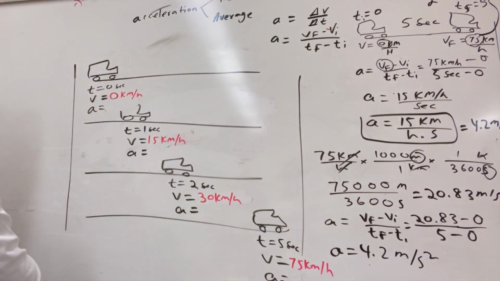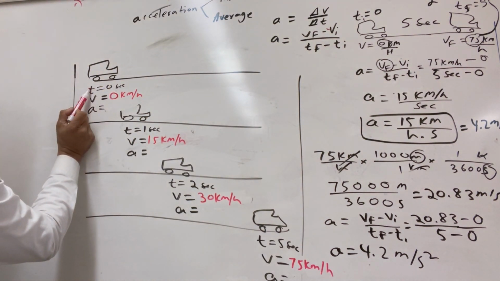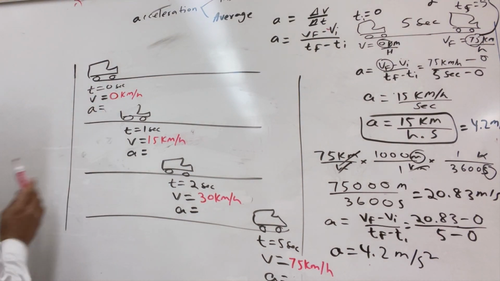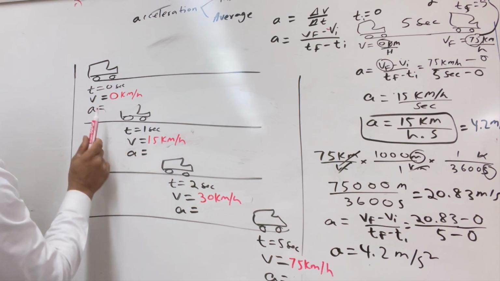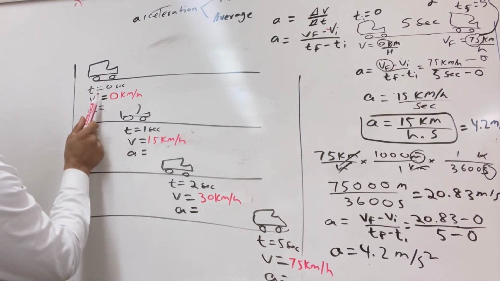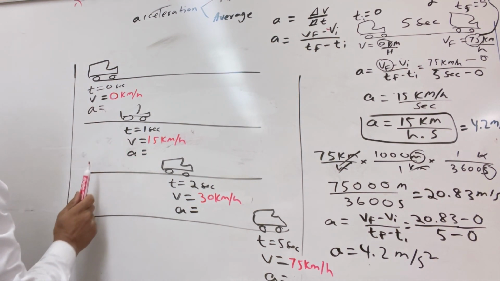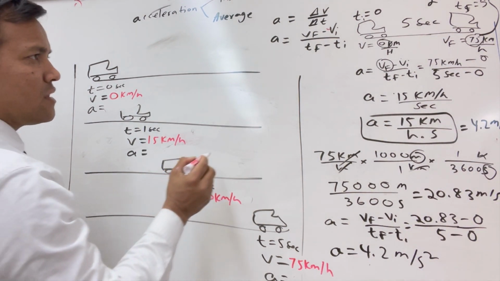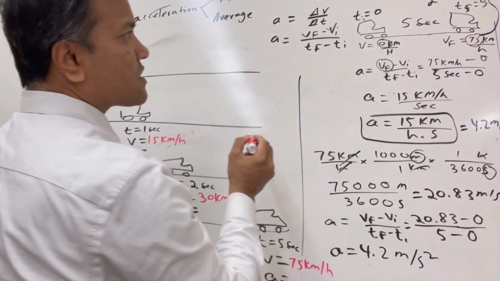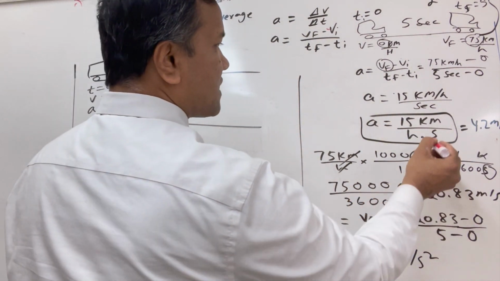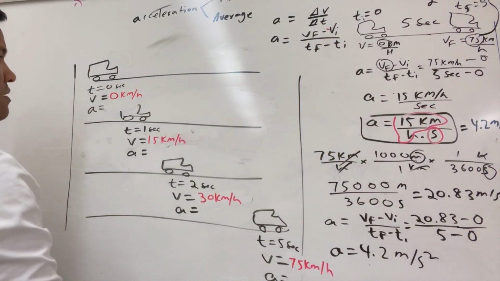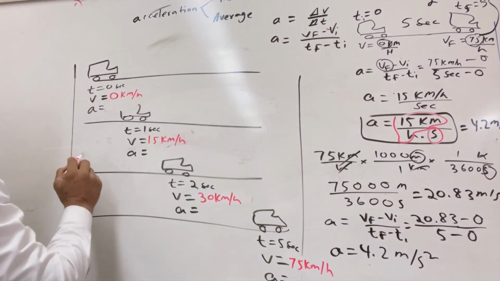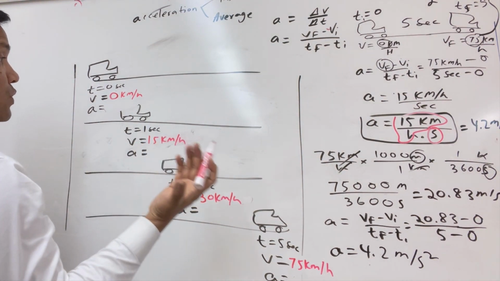How do I get 0 kilometers per hour? Because the car at rest was 0 kilometers per hour. So how do I get this one, 15 kilometers per hour? Because every second it accelerates. That's what it means. Every second it accelerates 15 kilometers per hour. Or we can use the formula.